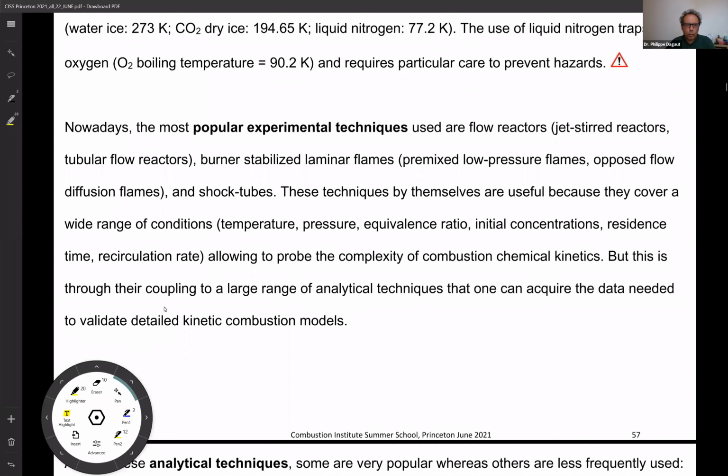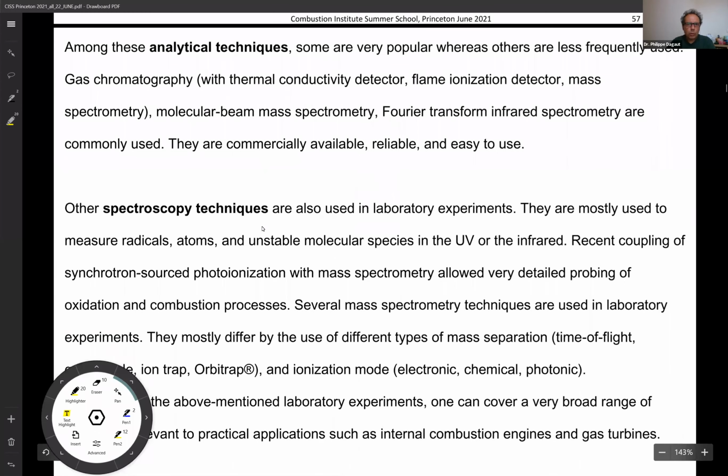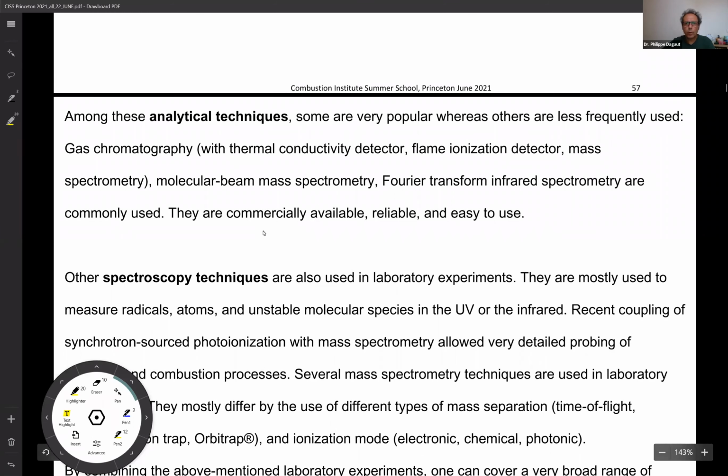So through the coupling to large analytical techniques, we can acquire the data needed to validate chemical kinetic reaction mechanisms. Among the analytical techniques, some are very popular, whereas others are less frequently used. Gas chromatography with different detectors, such as conductivity detector, flame ionization detector, and mass spectrometry are very popular. Molecular beam mass spectrometry also is used, especially with flames.